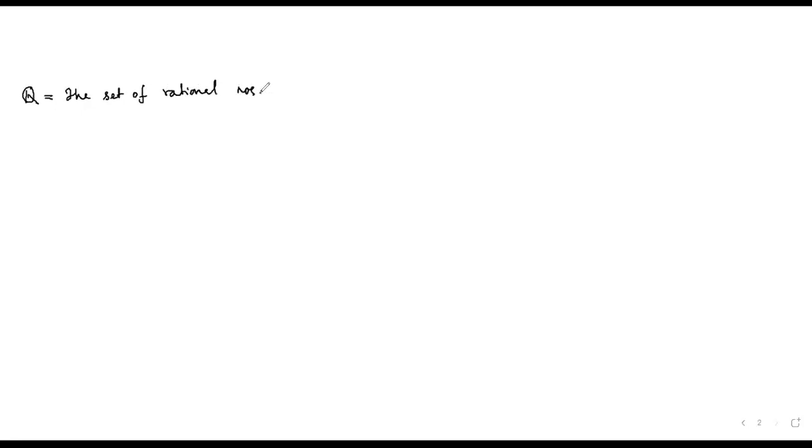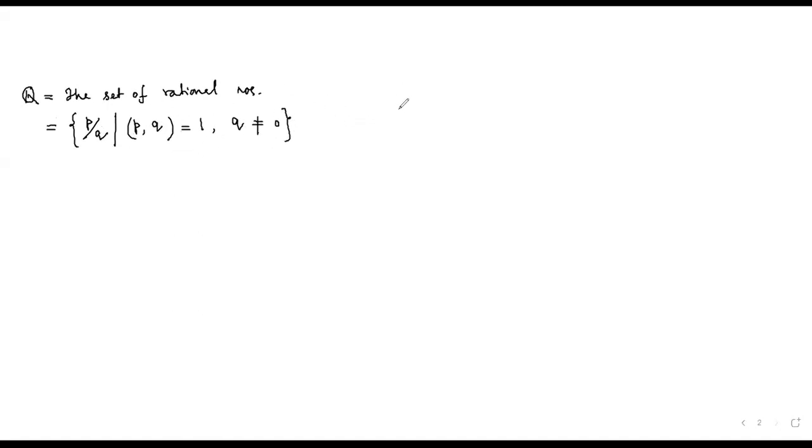And you know that this set of rational numbers, with the help of set builder form, can be written in the following way. It contains all the numbers of the form P by Q, such that P and Q are relatively prime to one another and Q not equal to 0. The common divisor of P and Q is 1. So it is the set of rational numbers.